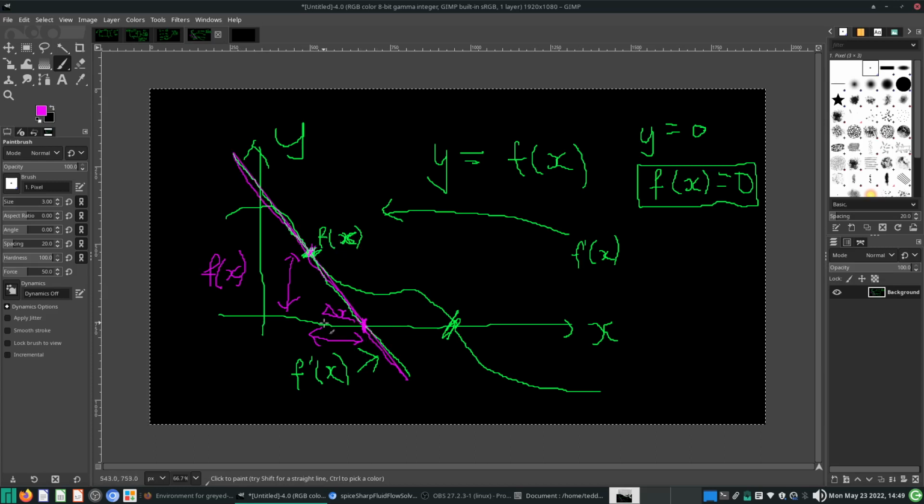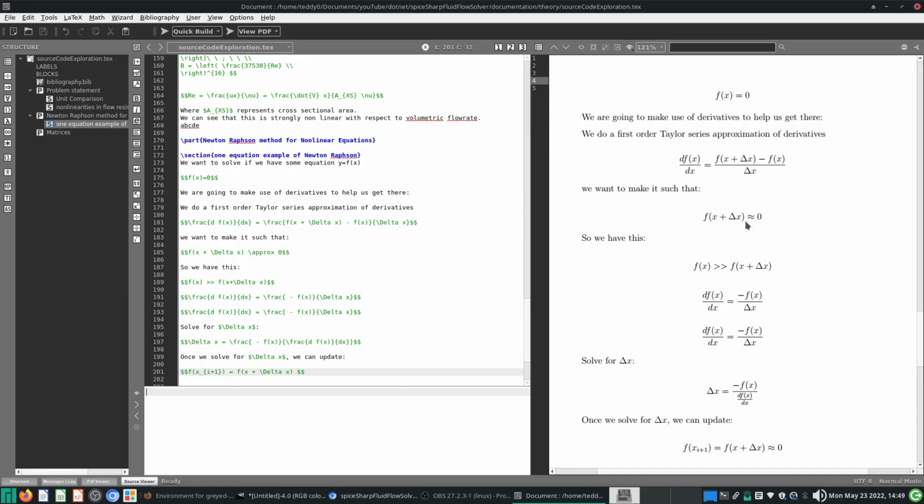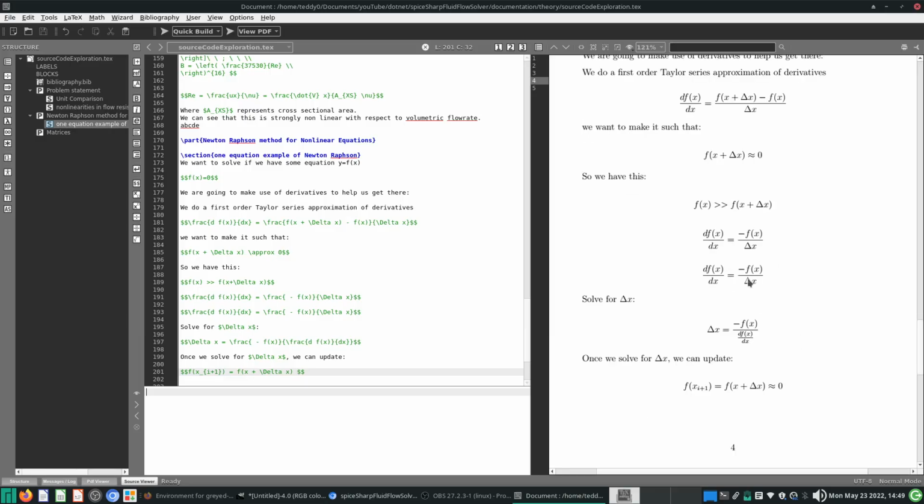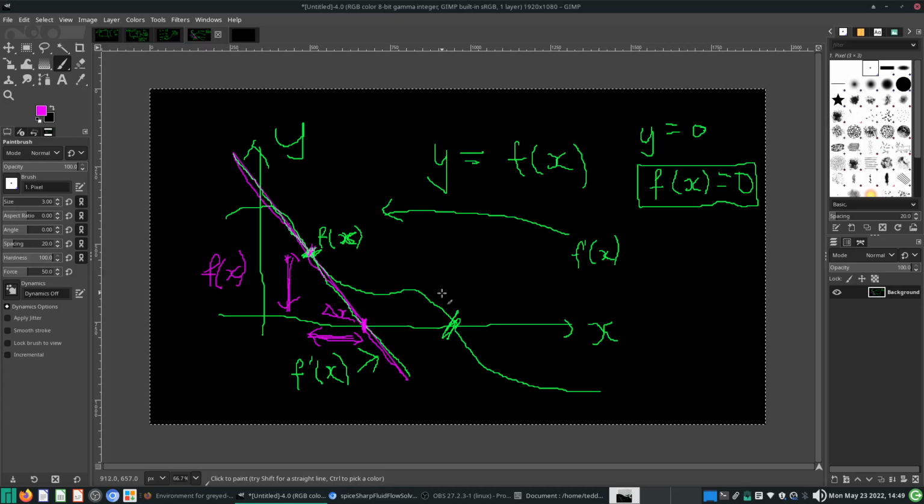f(x) is here. This whole bar here is f(x), this whole bar here is delta x, and this slope here is the derivative, which is also the gradient. Okay, in that case, they are kind of the same. So this is actually this equation right here, where we assume f(x + delta x) is approximately 0. But where is this f(x + delta x)?